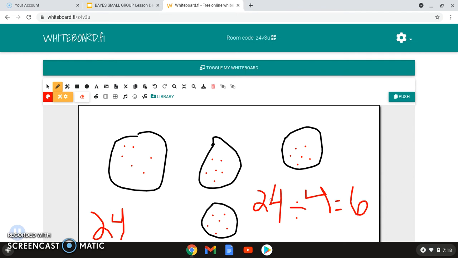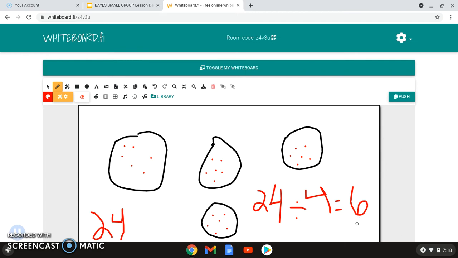Now this first part is called the dividend. It's the number being divided. We're going to talk more about that later, so you don't have to write notes about it right now. The 4, the number that tells how many groups we have, is the divisor. And then the answer to a division problem is the quotient.